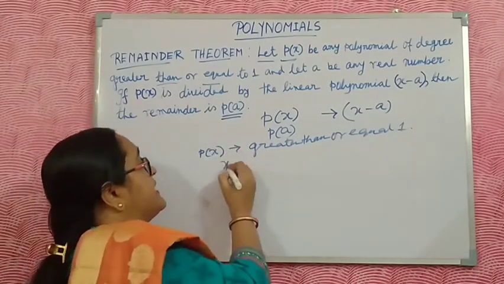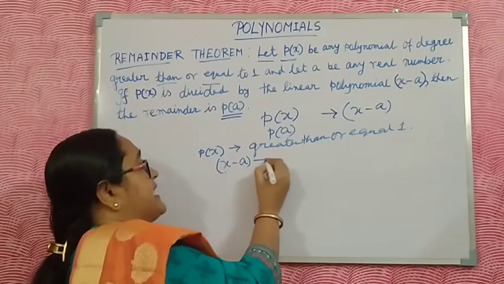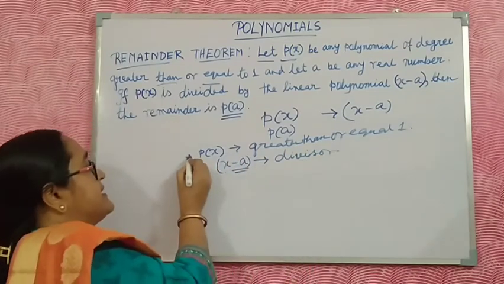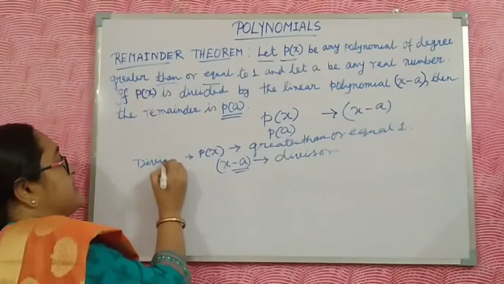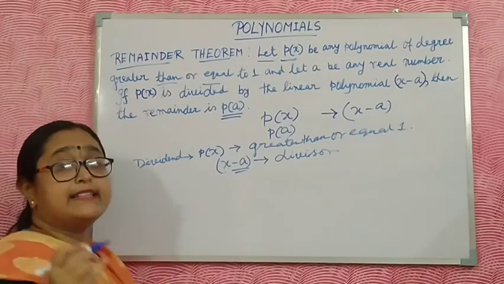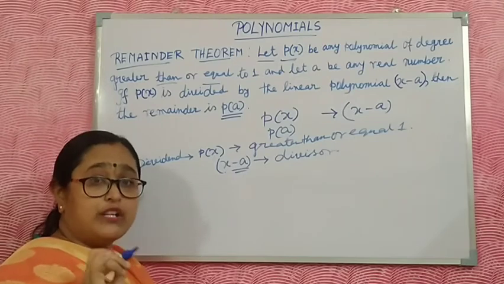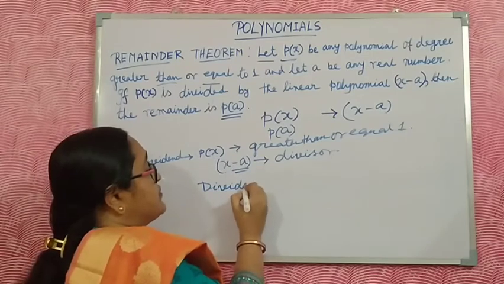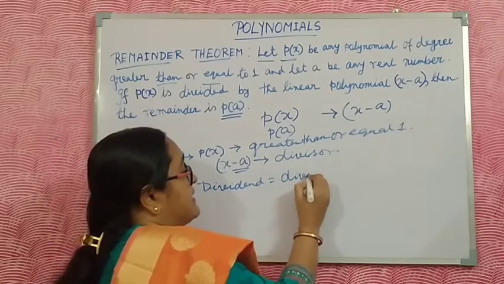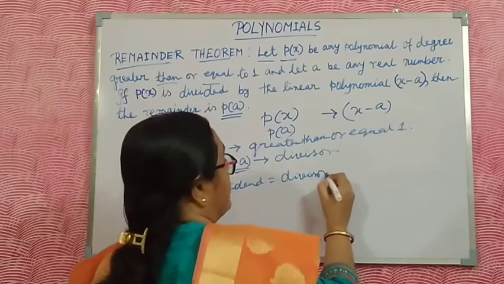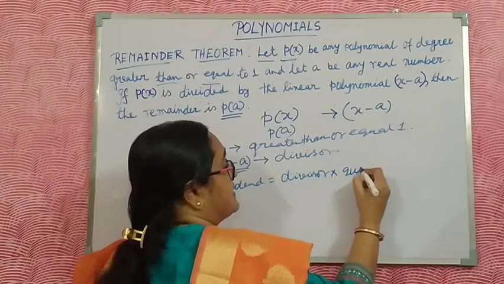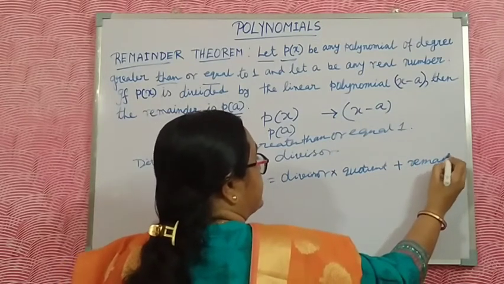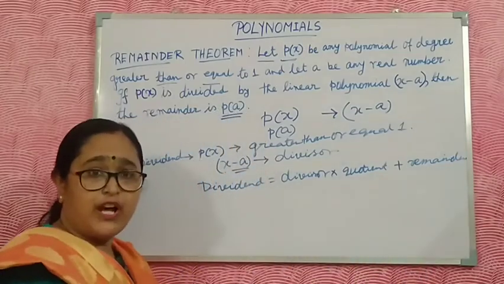Then when we divide this polynomial by x minus a, this is the divisor, and this is the dividend. All the students know the division method. The dividend is equal to divisor into quotient plus remainder. All the students know this is the division formula.